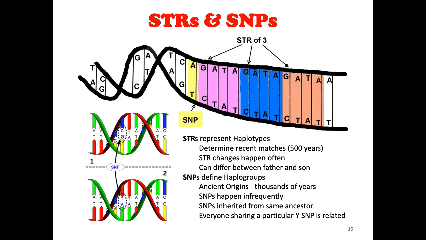It happens infrequently, but there's a lot of testing now going on that does show that some SNPs can be more recent. So they're finding more use for this. They're identifying newer SNPs that have happened maybe in the last couple hundred years rather than a couple thousand years or 10,000 years.